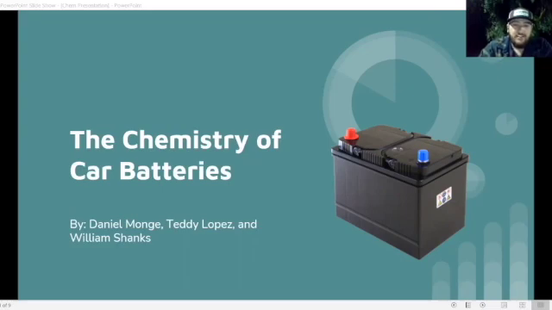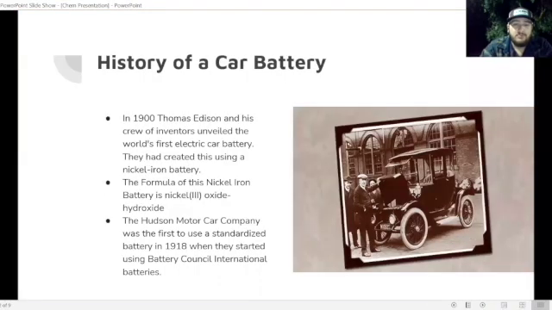It started in 1900 as Thomas Edison and his crew revealed their newest invention, the first electric car battery. This invention came from the formula nickel 3 oxide hydroxide. The battery would go on to be standardized in 1918 as the Hudson Motor Car Company converted to using solely Battery Council International batteries. With these two factors in mind, it was only a matter of time before the standardization and development of batteries would occur.